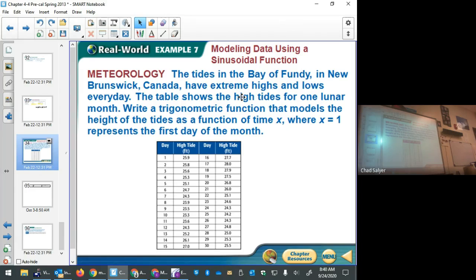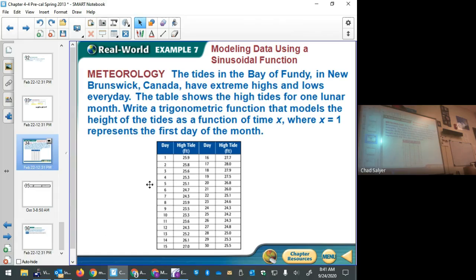Some places have a greater high and low tide. It's a consequence of the moon. The moon is sometimes closer and sometimes farther away. That's called its apogee and perigee. The table shows the high tides for 1 lunar month. Write a trig function that models the height of the tides as a function of time x, where x equals 1 is the first day of the month.